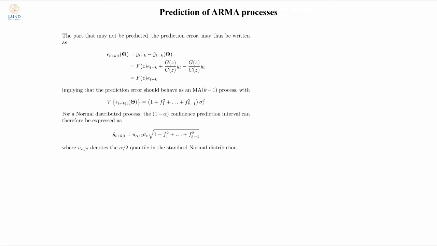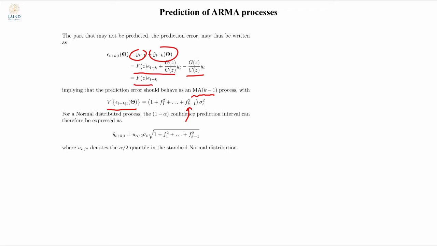The part that I cannot predict, the prediction error, I can write as the true future values minus the prediction. That will be the true future value which contains the f polynomial subtracted off the prediction which does not contain it, and of course then I will just have the f part remaining. The prediction error therefore will have the form of an MA k minus 1 process. I can express the variance of the prediction error like this, which of course will depend on k, so it obviously is harder to predict the future further ahead.